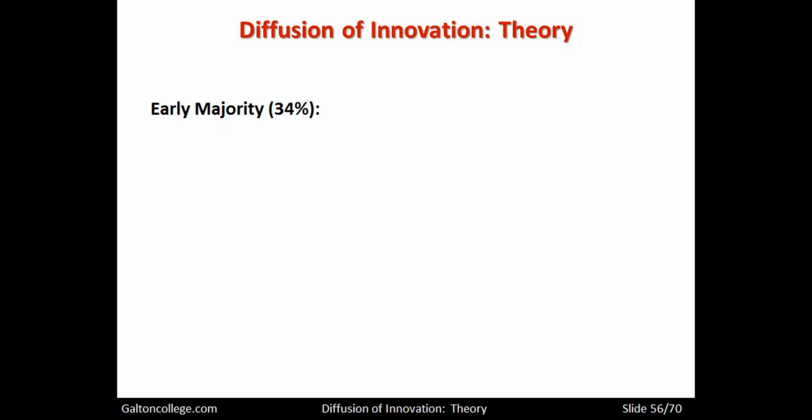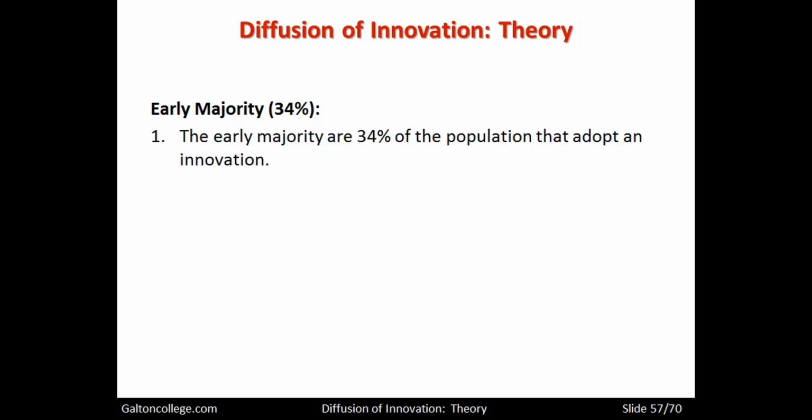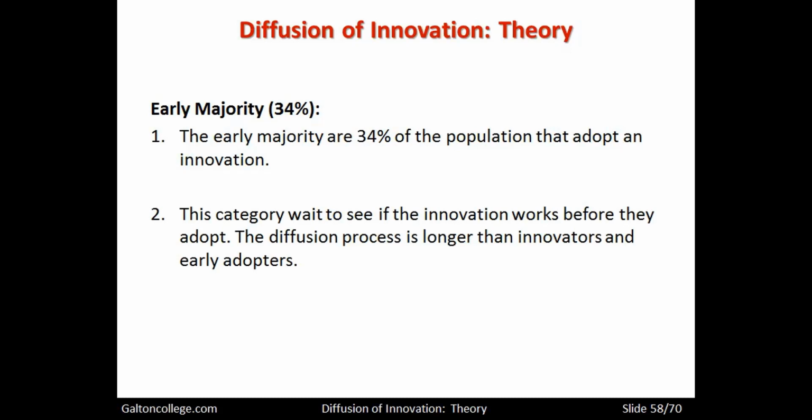The early majority is a much bigger figure; this is the majority of the population. We're dealing with the big majority of the population, and of these, 34% will be involved in the innovation process. The early majority are 34% of the population that adopt innovation. So they go for innovations, but they go early. They're not the first. The innovators are the first, and then the early adopters. But we've now got the early majority, the vast majority of the population, but it's that section of the vast majority that adopt the innovative idea. This category, they wait and see if the innovation works before they adopt it.